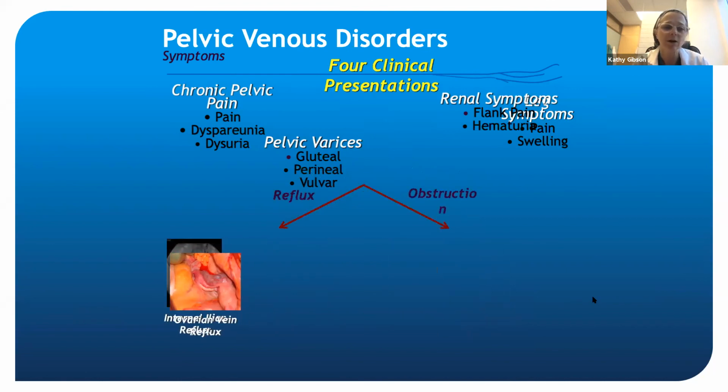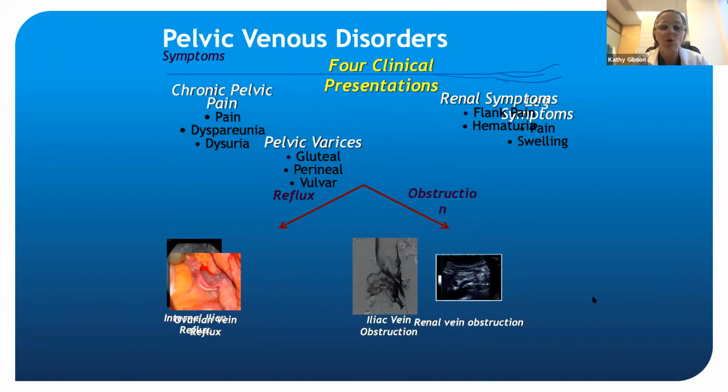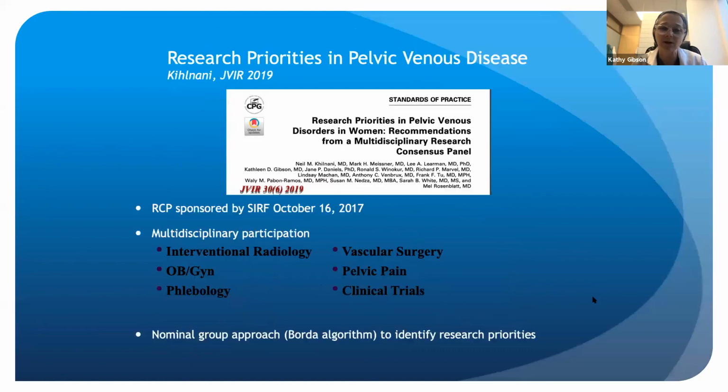And then there are a couple of patterns of obstruction, either renal vein obstruction or iliac vein obstruction. This can be the left or the right side, although as we know, the left side is more common. And obstruction can also lead to reflux, so you can have both patterns present, and this just confuses the situation further.